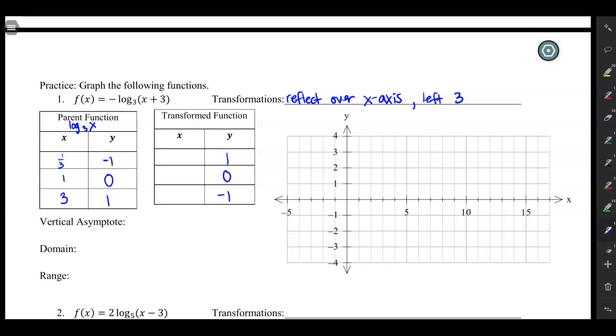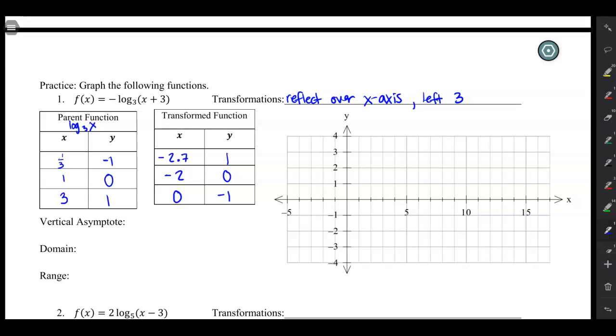Then if I'm shifting to the left 3, it means that I'm making all my x values 3 smaller. So I am going to subtract 3 from all my x values. It might help you to grab a calculator and just do 1/3 minus 3 to get that decimal. So when you do that, you'll get about negative 2.7. 1 minus 3 is negative 2, and then 3 minus 3 is 0. So that takes care of my shift to the left.